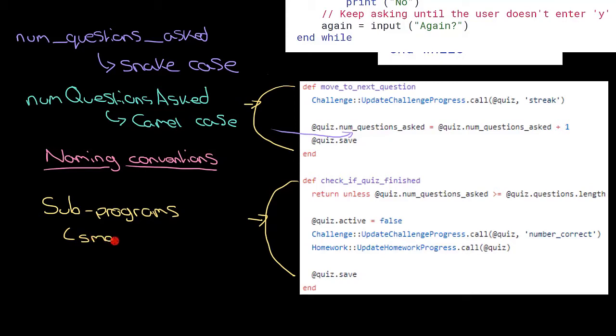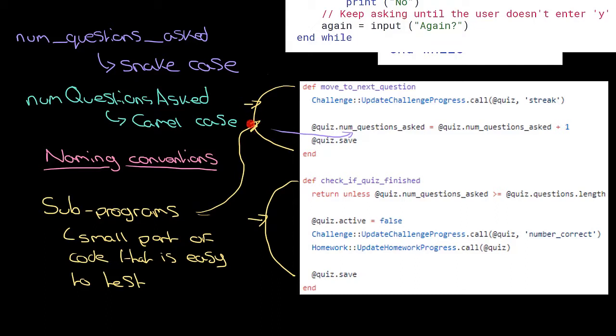So you can name them sensibly so you can figure out what's going on, but also I can have a small part of code which is very easy to test. If I make my code up of loads of small parts which are easy to test, then if something goes wrong, for example my quiz is not moving to the next question, I know exactly where to look. It's in this subprogram up here, because that whole subprogram deals with moving to the next question. So splitting your code up into small programs makes your life a lot easier as well.